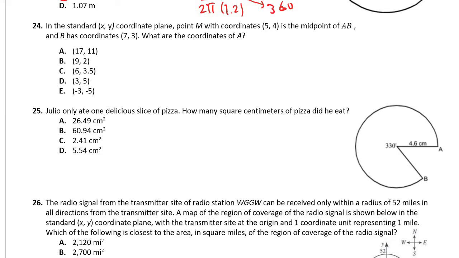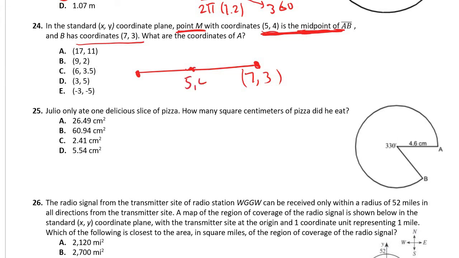All right, number 24 is a chance for you to practice what we did with midpoint. Let's see. Point M is the midpoint, okay? And then there's an endpoint, just like we did in number 2. So you are given one endpoint, 7,3, and then here is the midpoint 5,4. Be careful on how you put this on the line to help you.